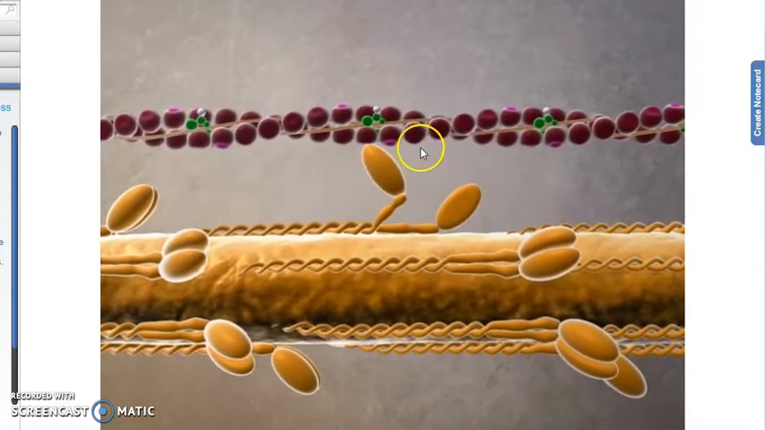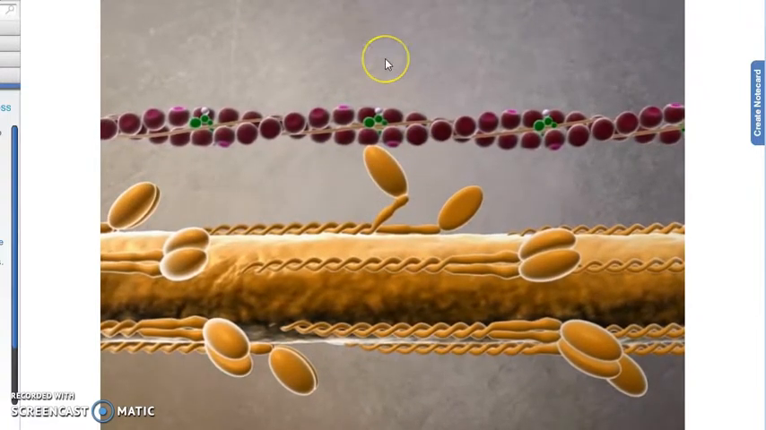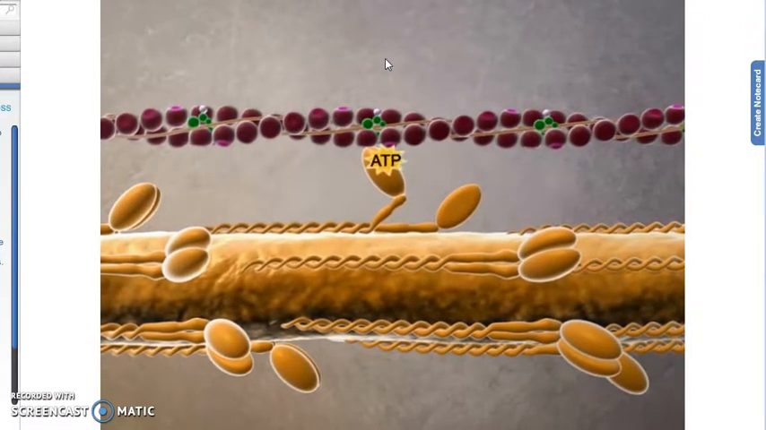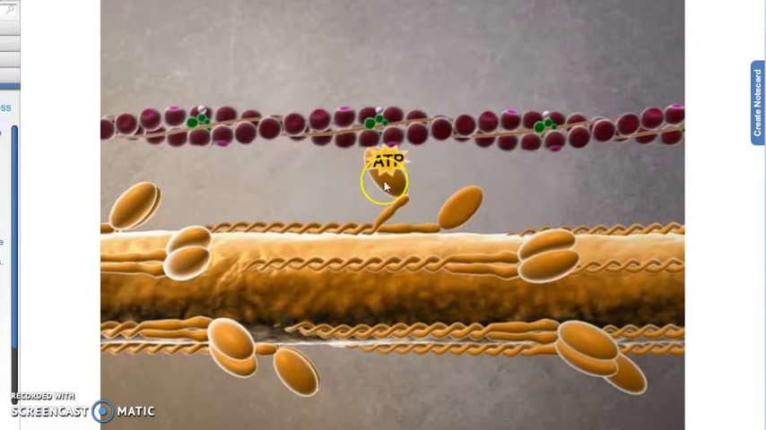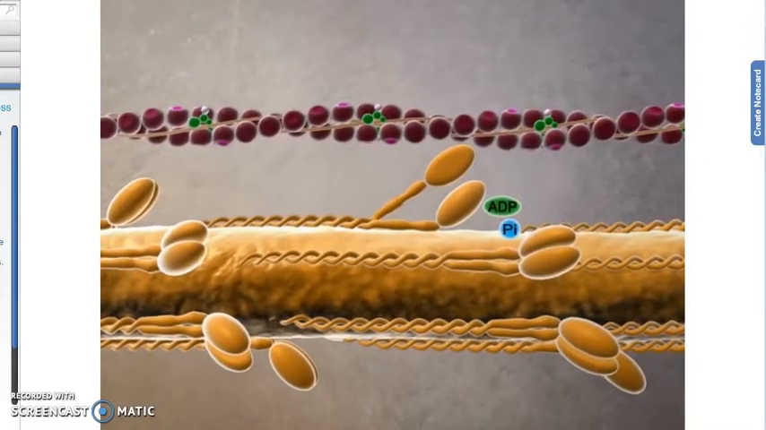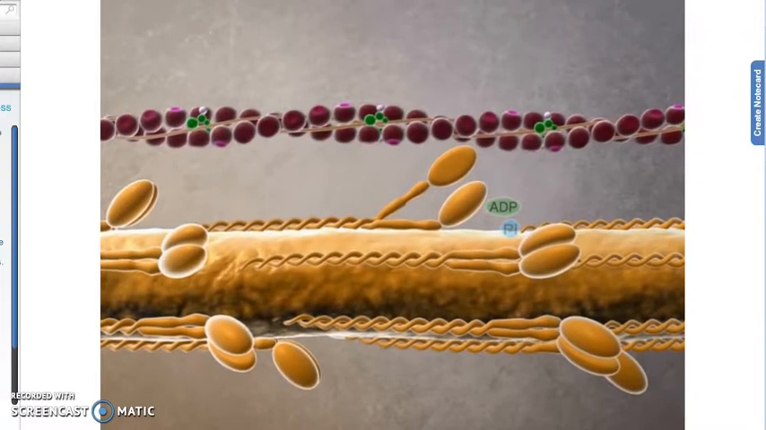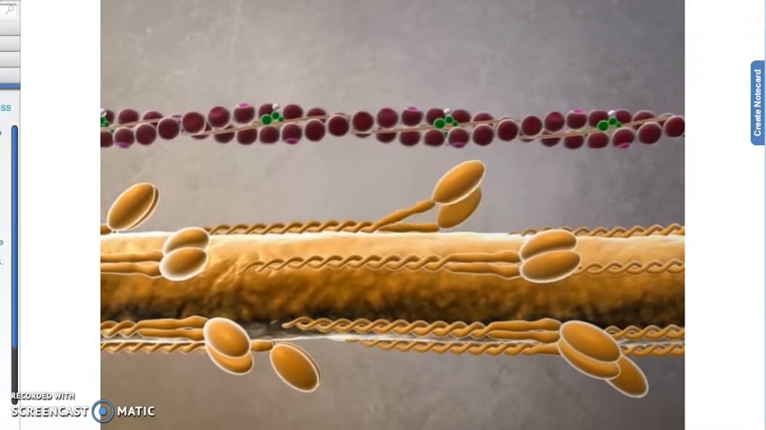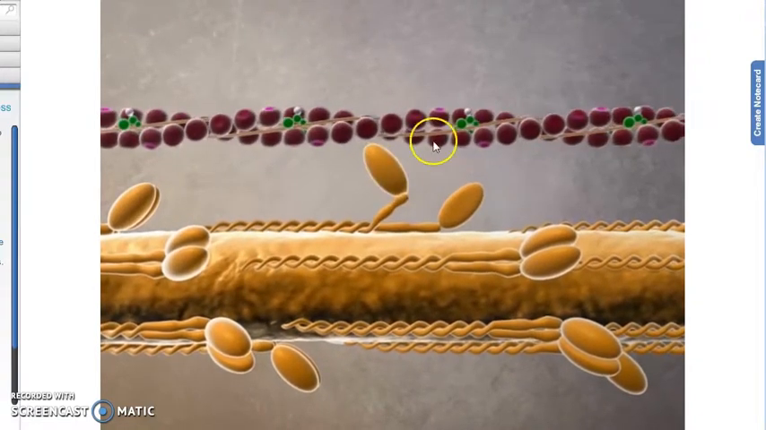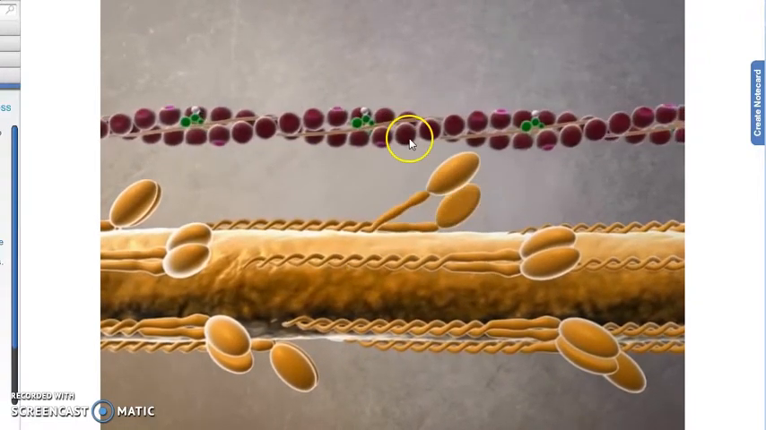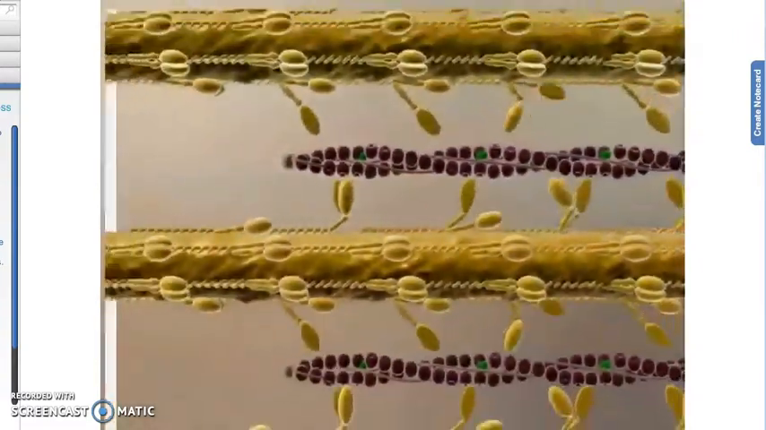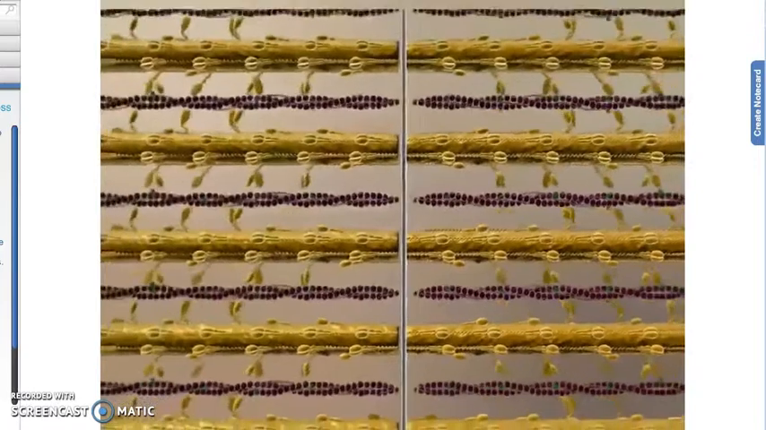This step is called the power stroke. Actin moves toward the center of the sarcomere. ATP then binds again to myosin and it detaches from actin. ATP breaks down into ADP and phosphate, and the myosin head cocks back. Myosin heads continue to deactivate and reactivate. This causes the myosin filaments to pull together and slide across one another, contracting the muscle.